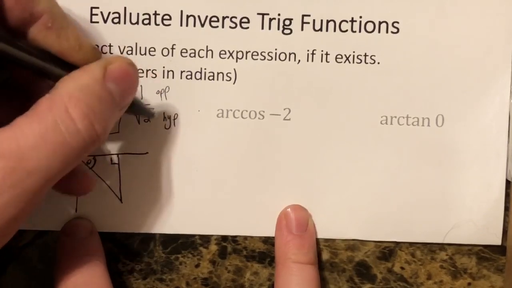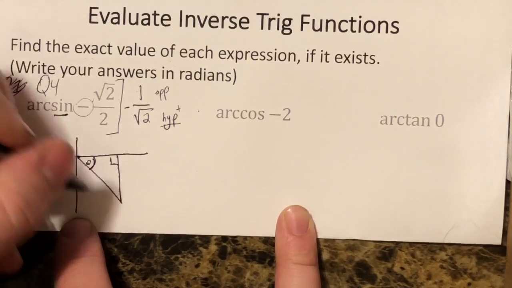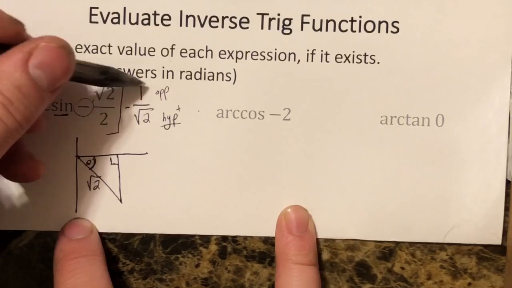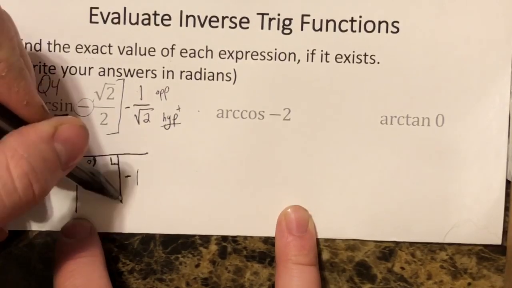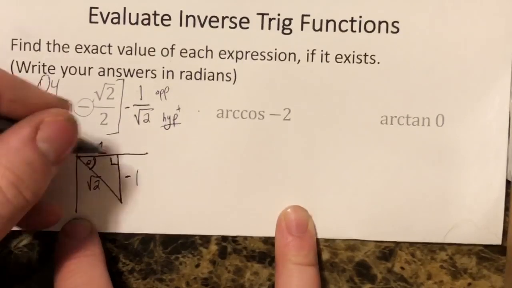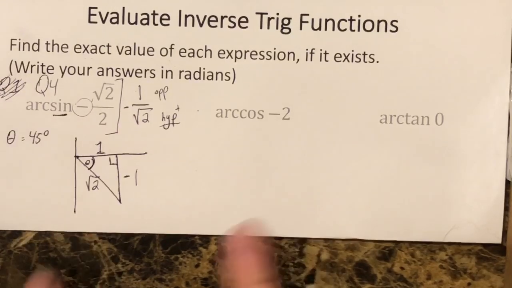We talked about in some of the previous examples, hypotenuse is always positive. So the hypotenuse here is going to be the square root of 2. The opposite side will be -1, which again in quadrant 4, this side being negative makes sense, and this would be 1. So that is going to make your theta angle a 45-degree angle.